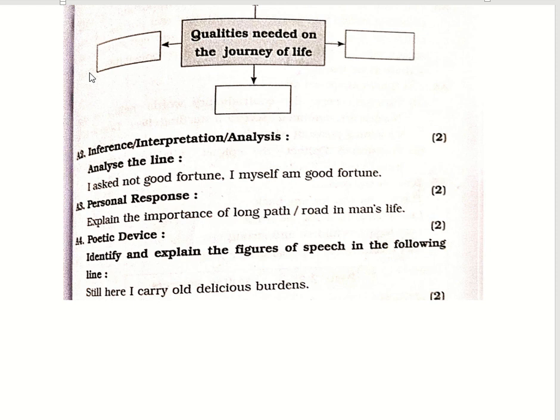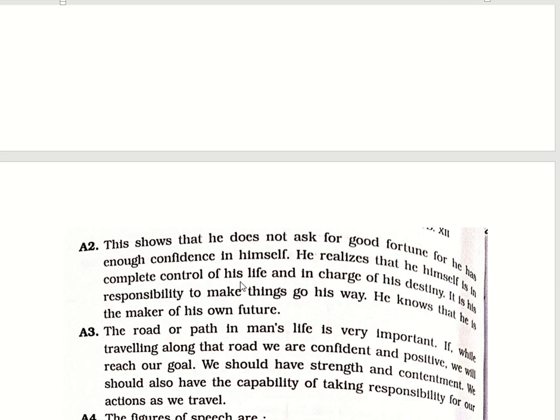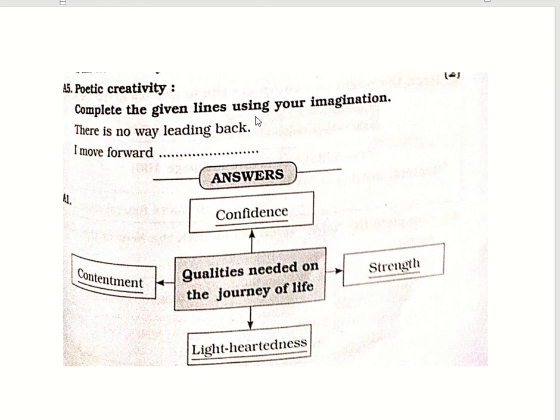Now friend, let's see poetic devices. Here you are asked about figure of speech. Okay, now let's see the answers of these questions also. I have put answers. See, this is the answer for the first diagram. Qualities needed on the journey of life: contentment, strength, and whatever is given here. Okay, now let's see A2.